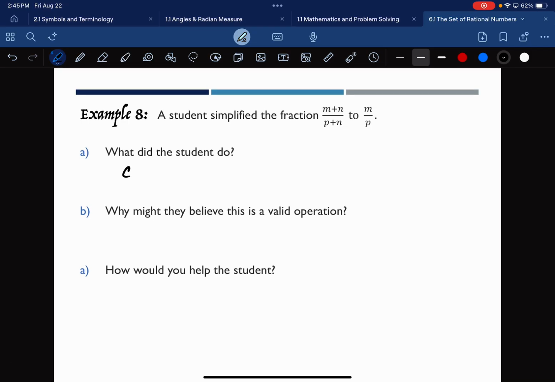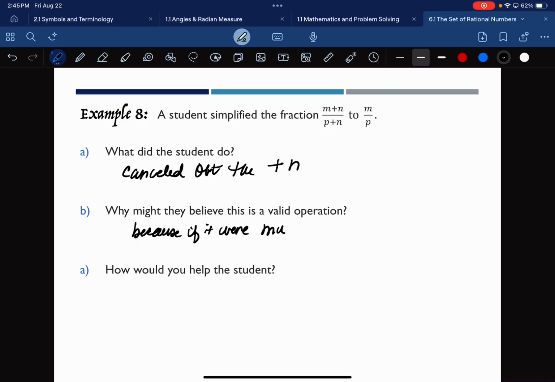Yeah, they canceled. And not just out the ends, they canceled out the plus n, right? They canceled out the addition part too, like all of that. Now that's not a valid operation. But why might they think to do that? Or what might lead them there? If there was times, and you could just take it out. Yep. If it were multiplication, this is true. Right? They're thinking about multiplication.